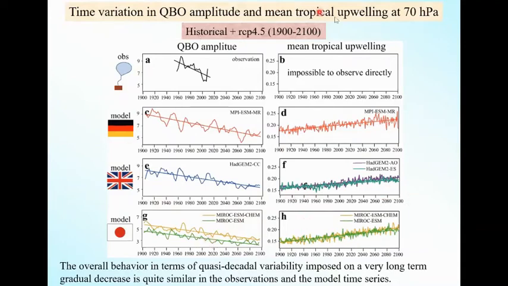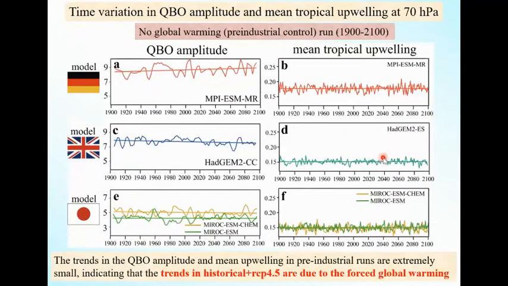And these models also have a non-global-warming experiment, the so-called pre-industrial control run, which I also analyzed. I confirmed that the QBO and tropical upwelling changes do not occur in such an experiment. So we have confidence that the trend of the QBO amplitude and mean tropical upwelling is due to global warming.